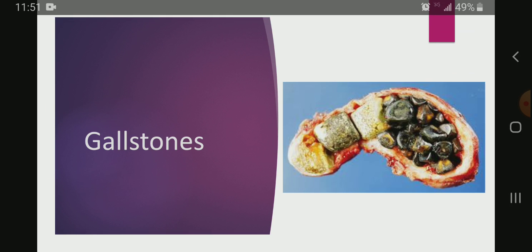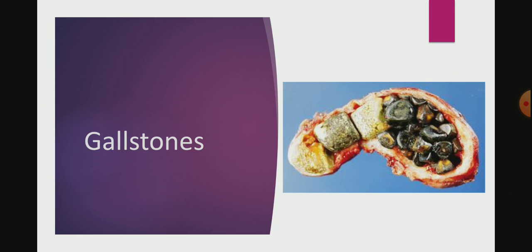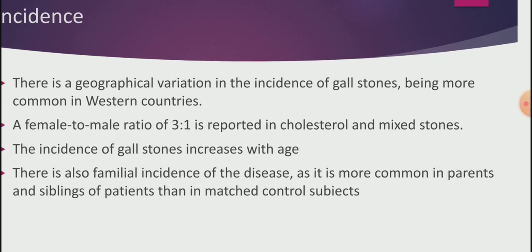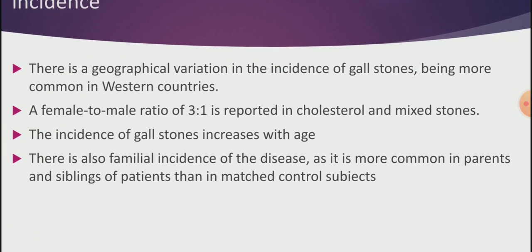Now we'll enter the diseases of the biliary system. The first one is gallstone. Incidence: there is geographical variation in incidence of gallstone, being more common in Western countries. Female to male ratio is about 3:1, reported in cholesterol and mixed stone. The incidence of gallstone increases with age, and there is also familial incidence of the disease.